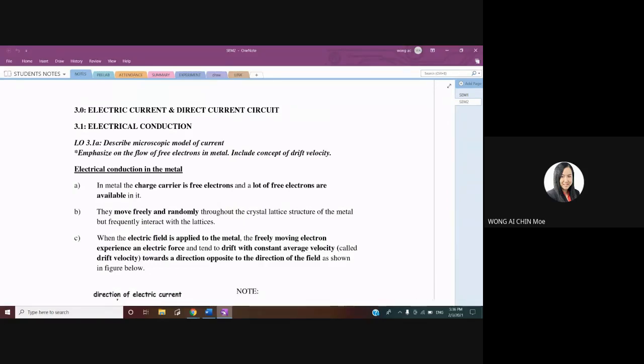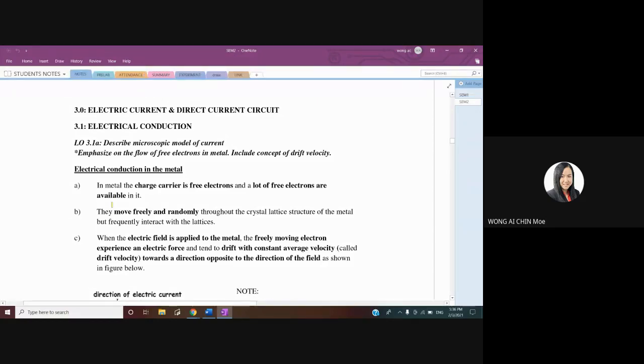So today we will start a new topic, electric current and also direct current circuit. For the first subtopic, 3.1, we will learn electrical conduction. So let's start.